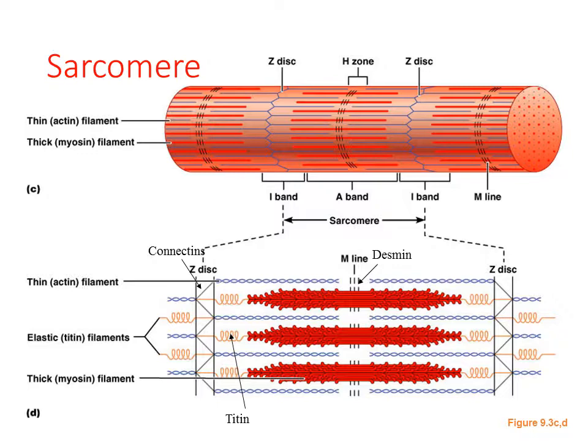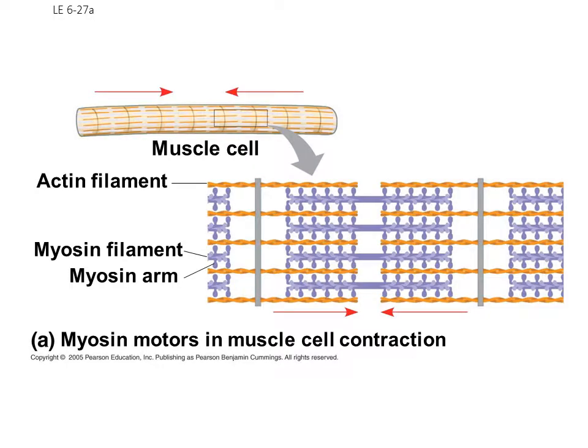So this image is a sarcomere that shows you the contractile unit of a muscle cell. It is composed of actin filaments and it is composed of myosin filaments. In this image, we're looking at multiple sarcomeres. So multiple sarcomeres make up a muscle cell. Again, we're looking at the contractile unit within the muscle cell, which is composed of actin filaments, which are the thin fibers, and the myosin filament, which is the thicker fiber.